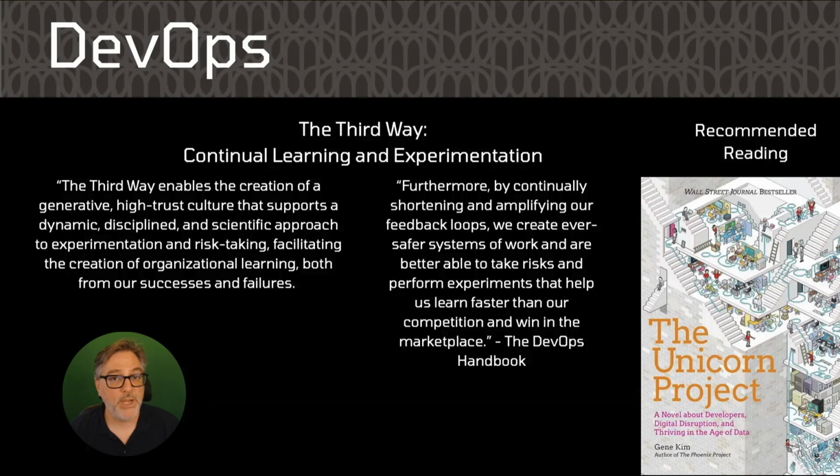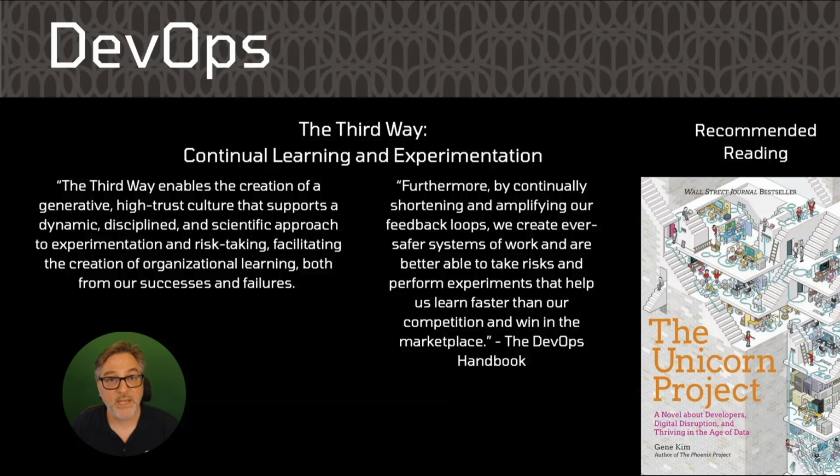The third way enables the creation of a generative, high-trust culture that supports a dynamic, disciplined, and scientific approach to experimentation and risk-taking. Now, the high-trust culture, we're going to talk more about this later on, but this is the concept of psychological safety. You trust each other. You trust that if a mistake is made through an experiment, that you're not going to end up getting fired for it, that kind of concept. And this is particularly important in the security field. We're going to talk about that a little bit more later.